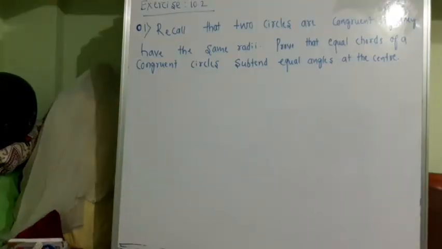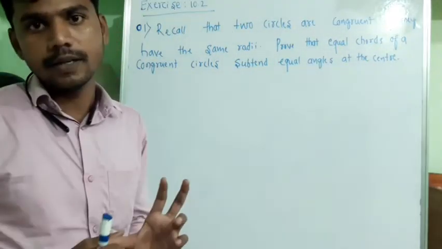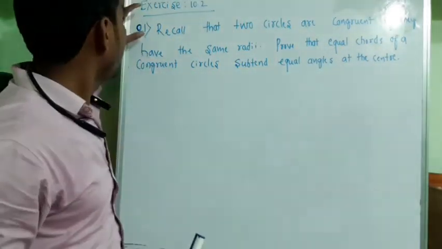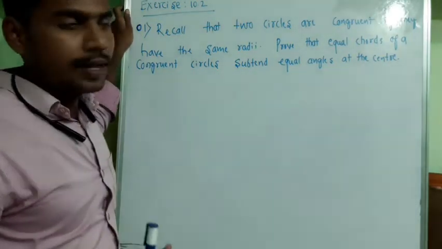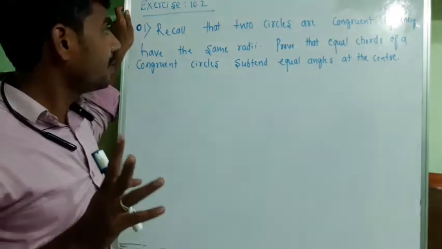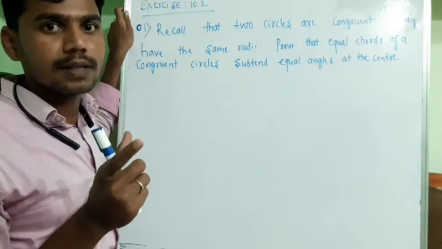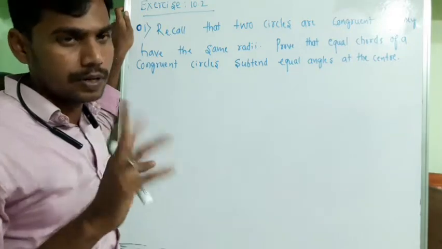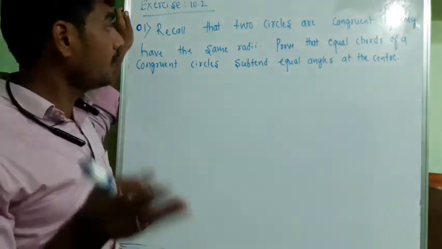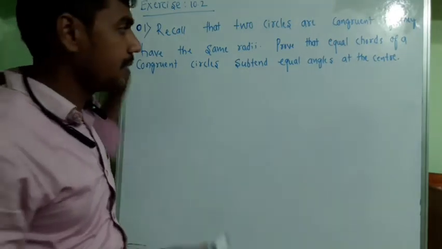So, let's continue with exercise 10.2, which is based on theorem 10.1 and 10.2. First question. Recall that two circles are congruent if they have the same radii. The radius is the same for the two circles. If the radius length is the same, then we call it a congruent circle. Prove that equal chords of a congruent circle subtend equal angles at the center.